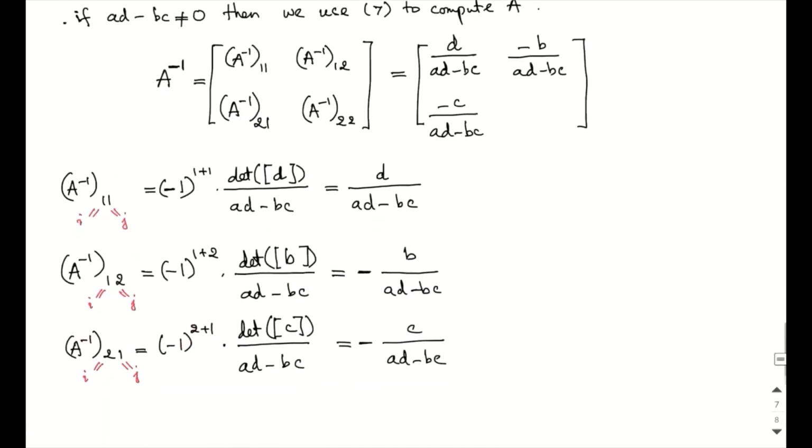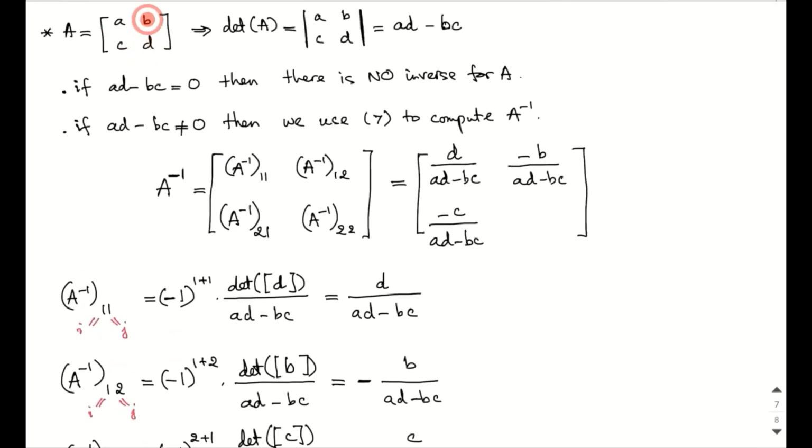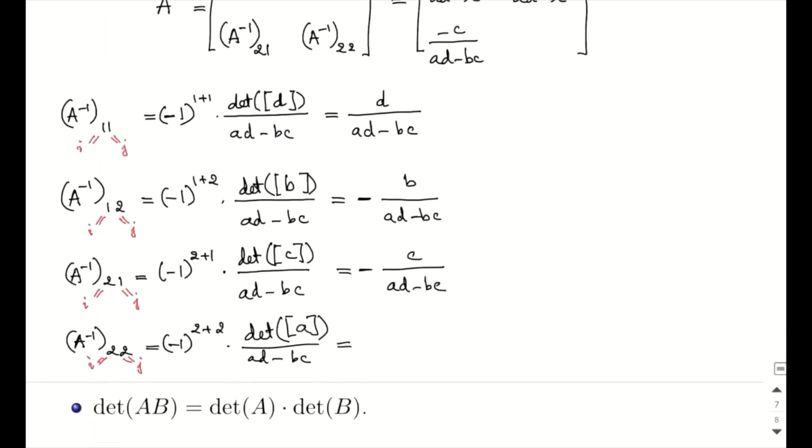Now, the 2-2 position. A inverse on row 2, column 2. All right, of course, the I and the J's are the same. So 2 plus 2, the determinant of something divided by AD minus BC. Right, so you have I being 2, J being 2. So this is going to be capital A, J, I. But because they are all 2, that means you are going to delete row 2, column 2 of the original matrix. Row 2 deleted, column 2 deleted. So what's left is actually only A. And so it's going to be A over AD minus BC.